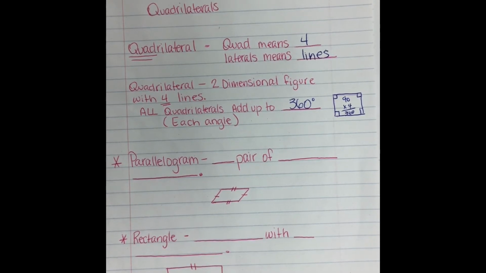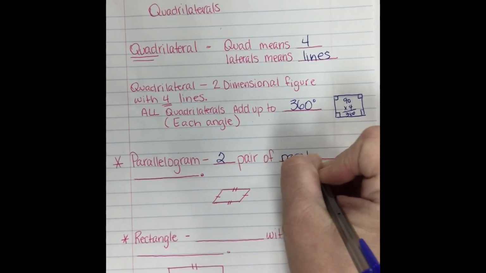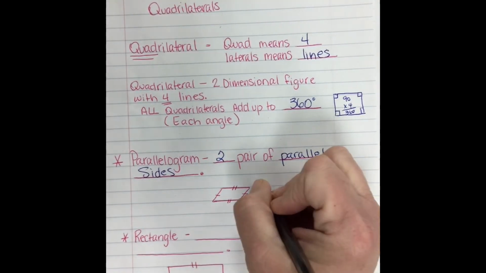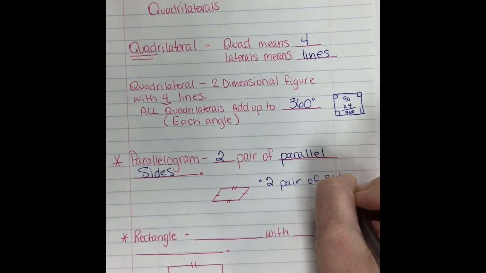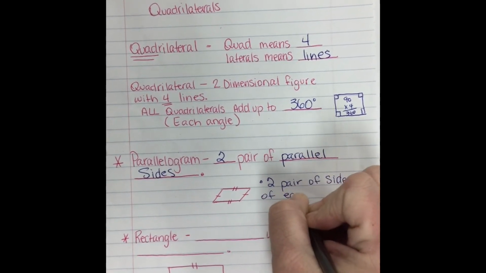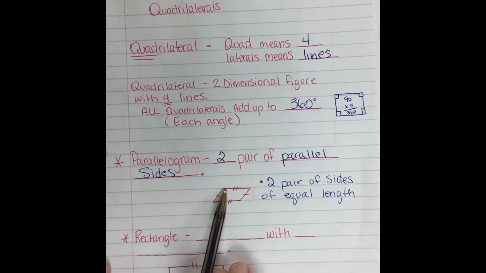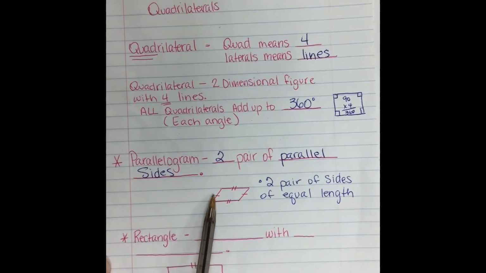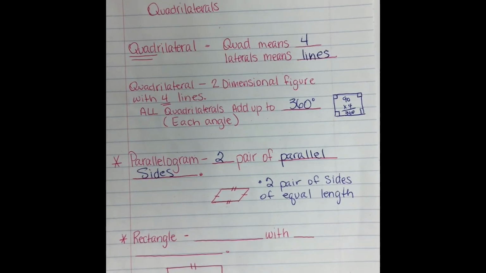All right, the first one is a parallelogram. A parallelogram has two pair of parallel sides. It also has two pair of sides of equal length. So in other words, you notice that these two markings and these two markings indicate that these two sides are equal length. This side has one mark, this side has one mark, indicating that those two are the same as well. So that's one pair, two pair of sides of equal length.